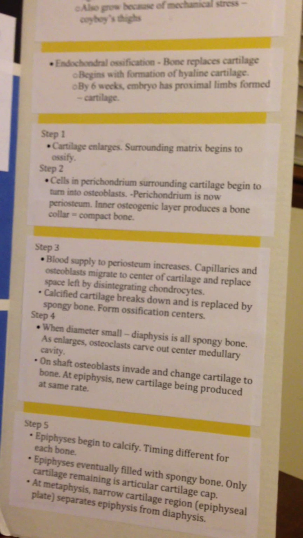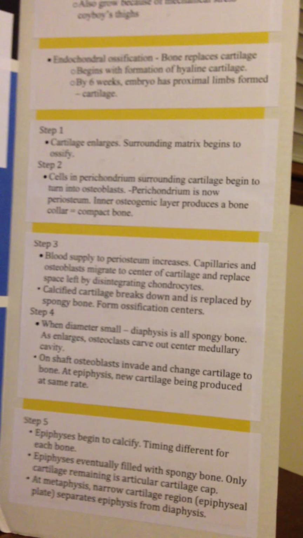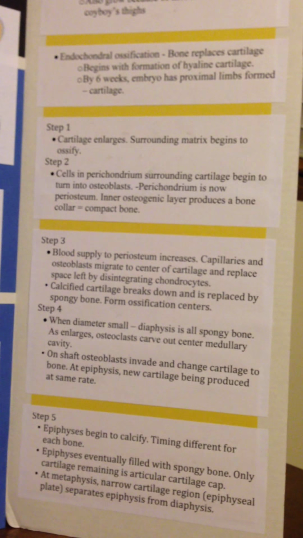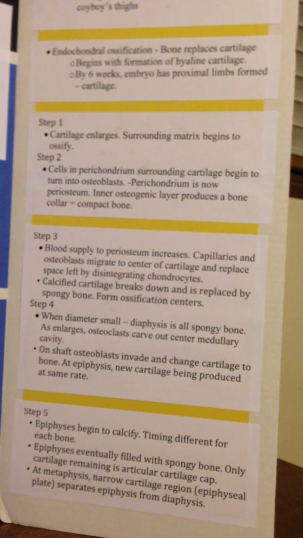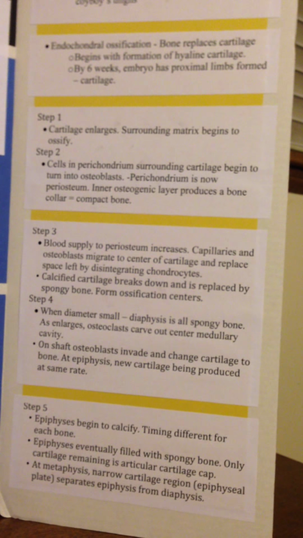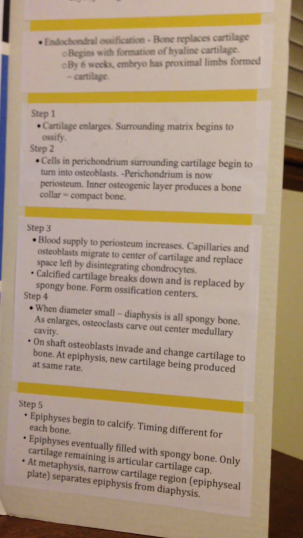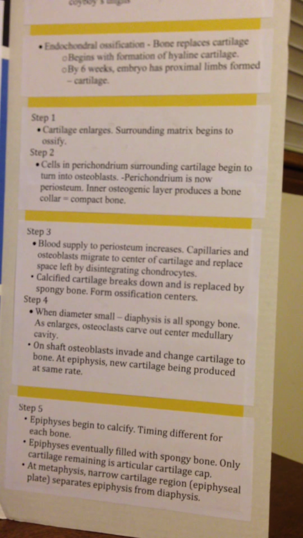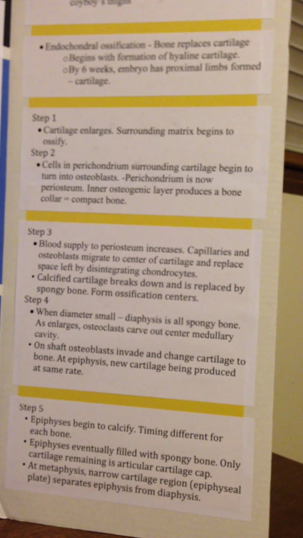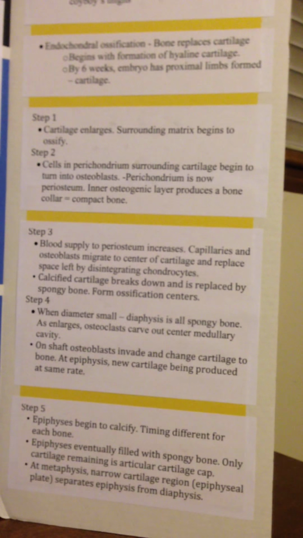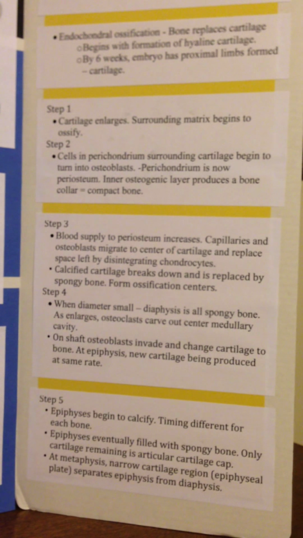Now on to endochondral ossification. Most of the bones of the skeleton are formed through endochondral ossification of the existing hyaline cartilage. These cartilages develop first. They are like miniature models of the future bone. By the time an embryo is 6 weeks old, the cartilage models of the future bones begin to be replaced by true bone. Let's go on to step number 1.